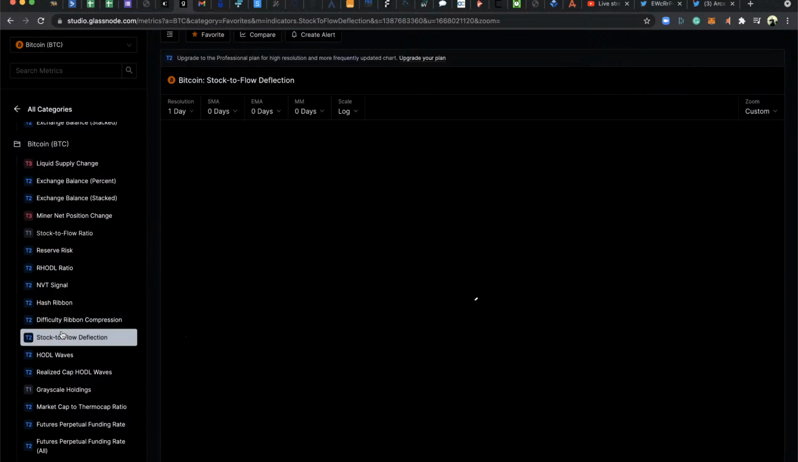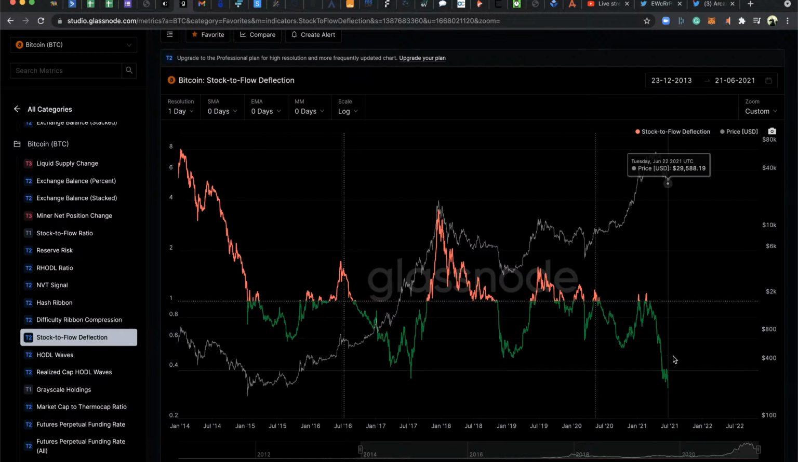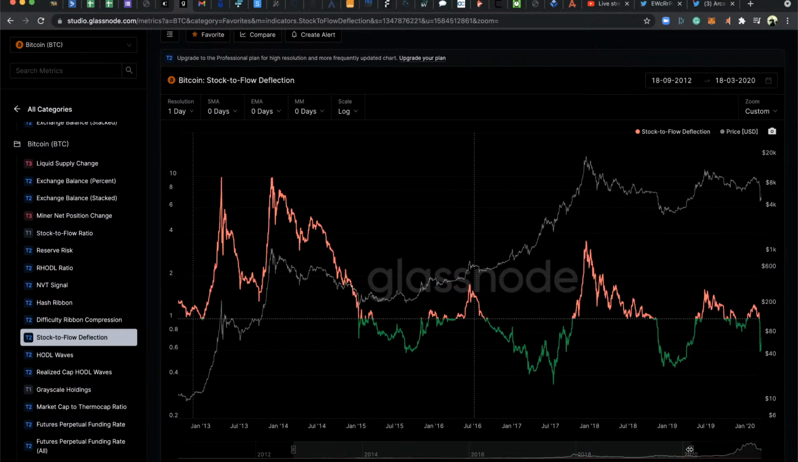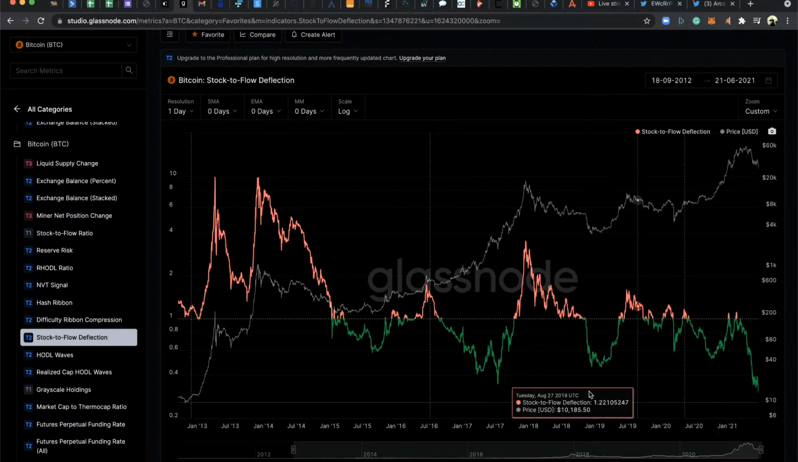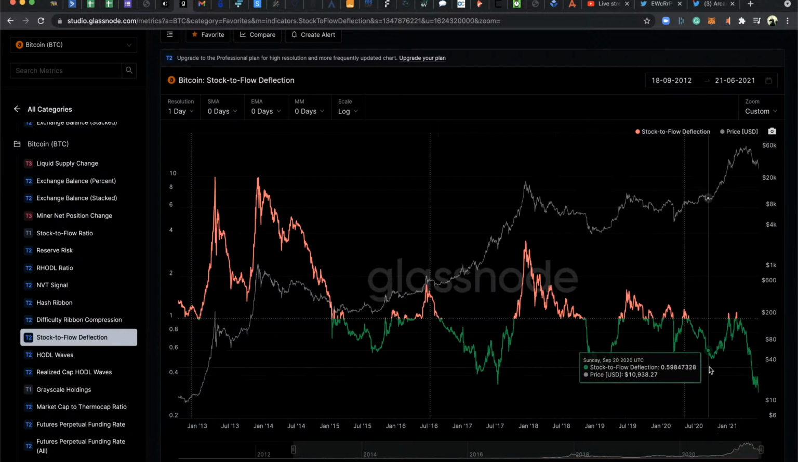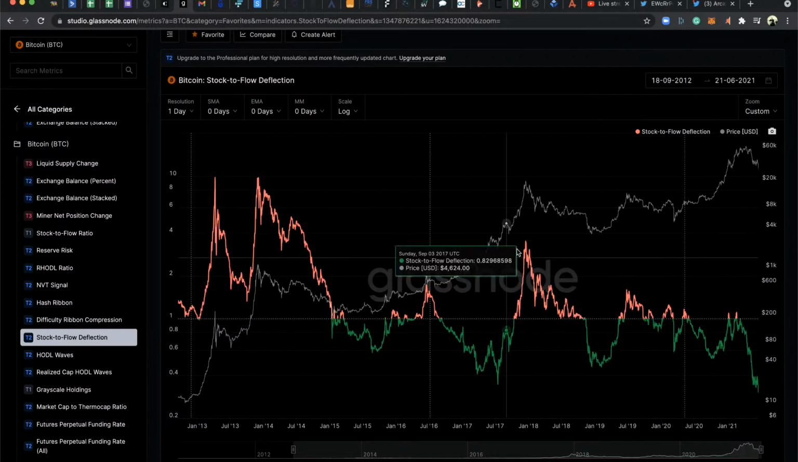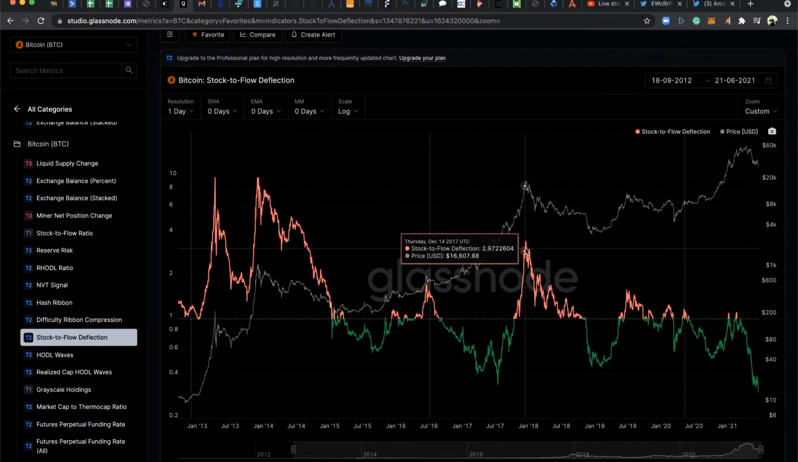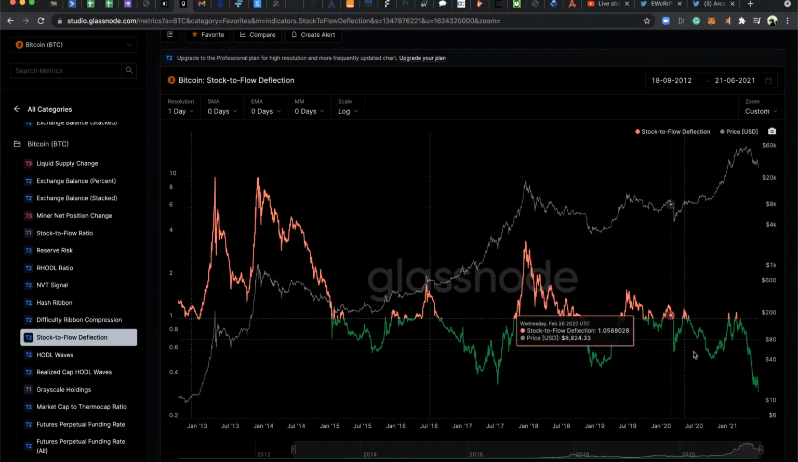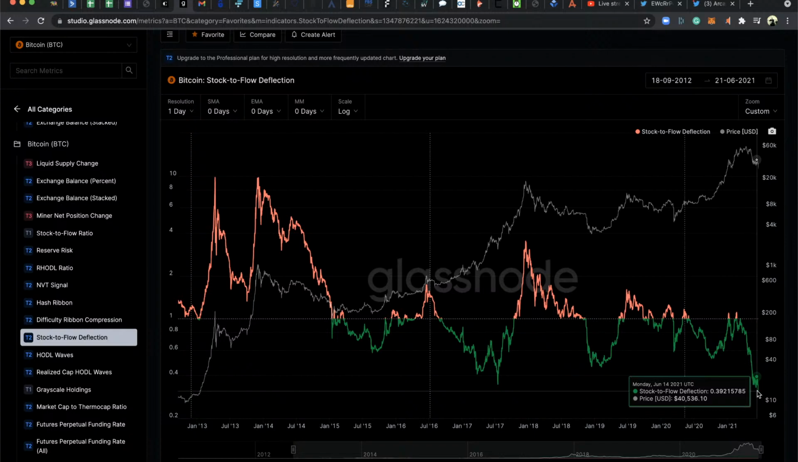but let's go to stock to flow deflection. This is it. So the stock to flow deflection is one of the other ones we like to use. This shows us the average cost of Bitcoin in terms to mine it versus to buy it. So right now it is actually cheaper to buy Bitcoin than it is to mine it. So when it's in the red here, it's more expensive to buy it than it is to mine it. Here it is cheaper to buy it than it is to mine it. So technically it's at a discount.